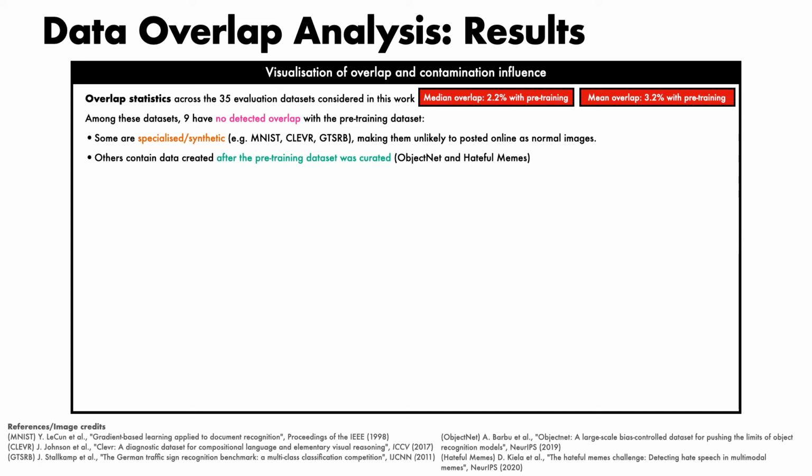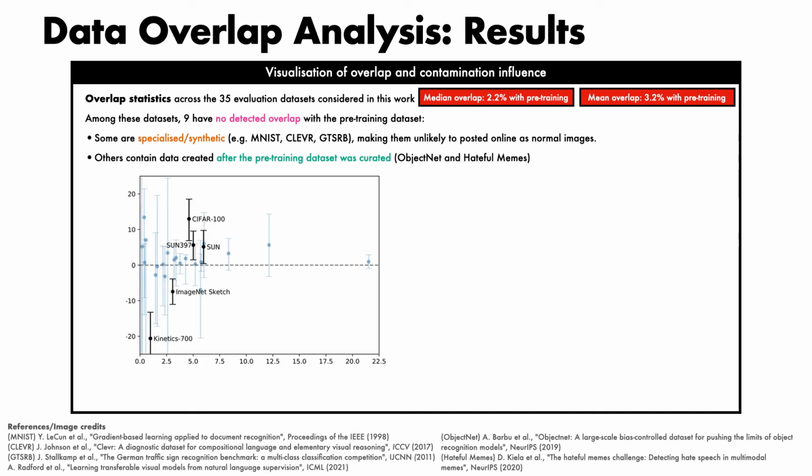To visualize the overlap and its influence, this plot depicts an analysis across each dataset. The x-axis indicates the percentage of data overlap, while the y-axis indicates the difference in accuracy on the overlap and clean subsets of the data. So, moving left to right, we see datasets with increasing overlap, with one dataset, Country211, having an overlap of over 20%. This particular dataset is curated from YFCC100M, which forms part of the mix of the 400 million pre-training images used by CLIP.